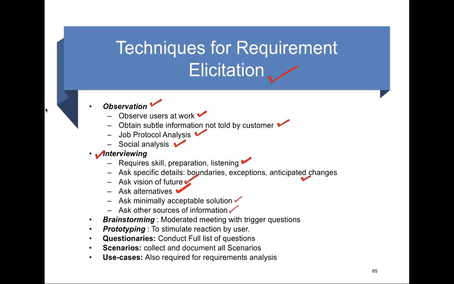Ways for requirement elicitation include brainstorming, which requires moderated meetings to generate a lot of ideas, prototyping to simulate reactions, and questionnaires, again as fact finding, to conduct a full list of questions. Scenarios and use cases are also widely used for requirement elicitation. As you can see, most of these, if not all, are fact finding tools that could be used in the elicitation phase or even at the inception phase or analysis and specification phases. We will talk about these techniques next week in more detail.